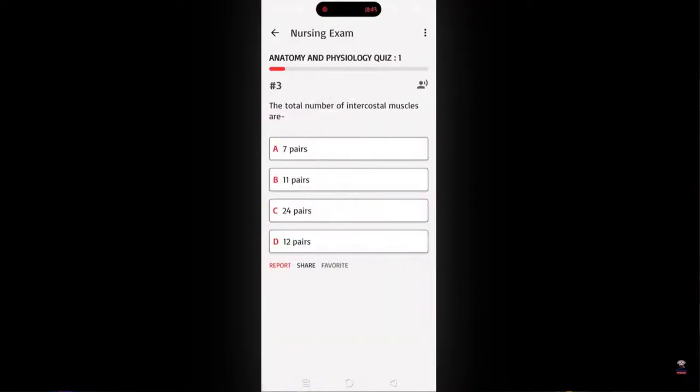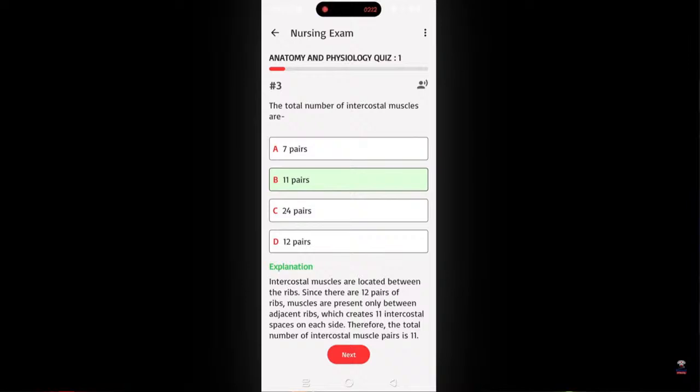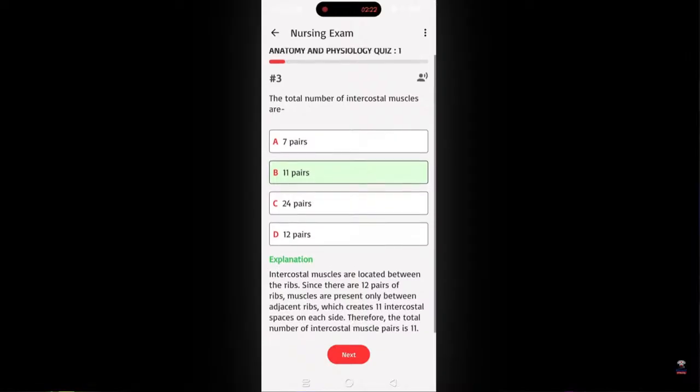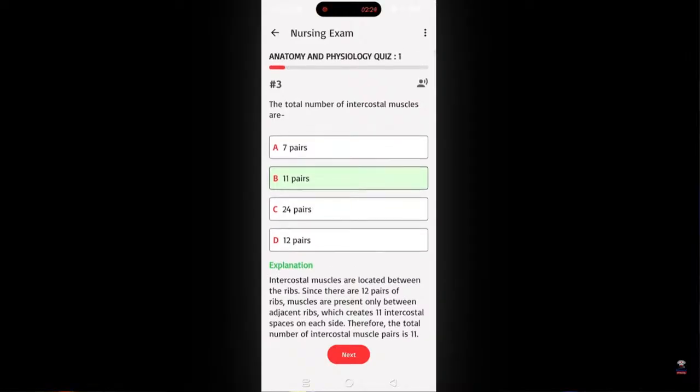The total number of intercostal muscles are A. 7 pairs, B. 11 pairs, C. 24 pairs, D. 12 pairs. So for the total number of intercostal muscles, we relate it to the number of ribs. So we have 12. So intercostals, they are always in between. Okay. So we'll go with 11 pairs. Correct answer. Intercostal muscles are located between the ribs. Since there are 12 pairs of ribs, muscles are present only between adjacent ribs, which creates 11 intercostal spaces on each side. Therefore, the total number of intercostal muscle pairs is 11.